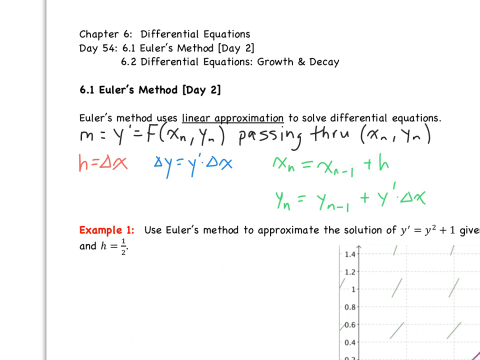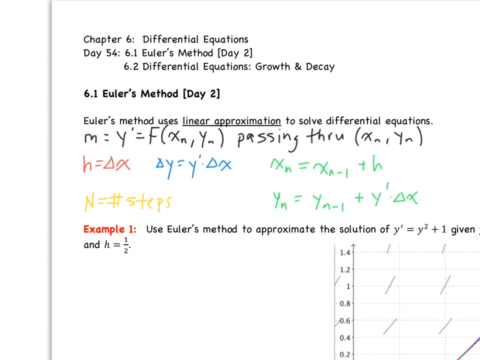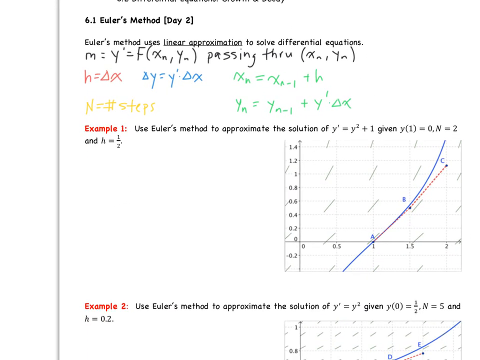And then the last thing we need to talk about is this n. n simply represents the number of steps we're supposed to use to get to our approximation. So that's the backstory. Now let's get into this first example, where we're going to use Euler's method to approximate the solution of y prime equals y squared plus 1, given y(1) equals 0, n is 2, which is the number of steps we're going to take, and h, or delta x, is 1/2.